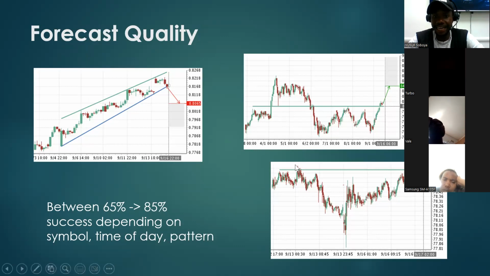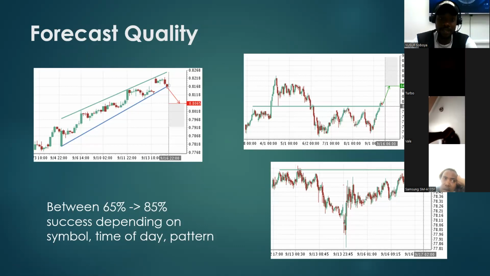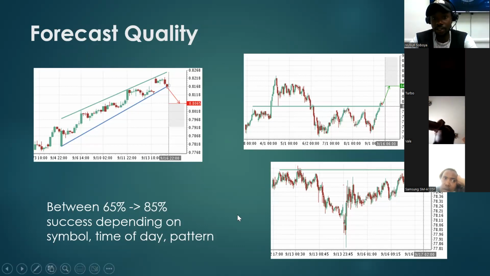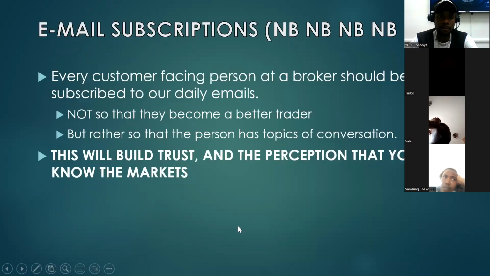So all these analyses get to 65 to 85%. I mean, what more would you want? Because in the market, there's no such thing as 100%. But if you get a success rate of 65% to 85%, it's a lot. It's better than making a loss.